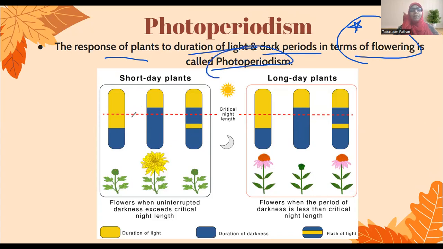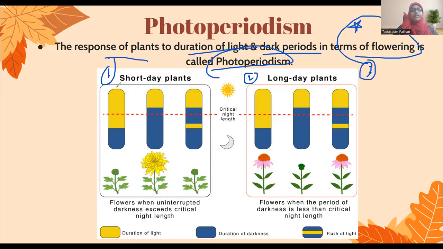Different plants have different requirements of light and dark periods for the flowers to bloom. Depending on that, you have three types. Number one is short day plants, number two is long day plants, and in the next slide we'll talk about day neutral plants. Very simple. You just need to know the definitions of all these three, and that's it.